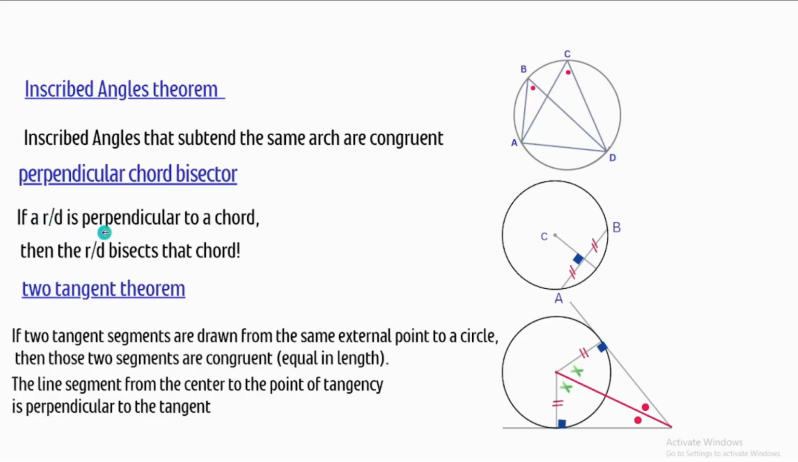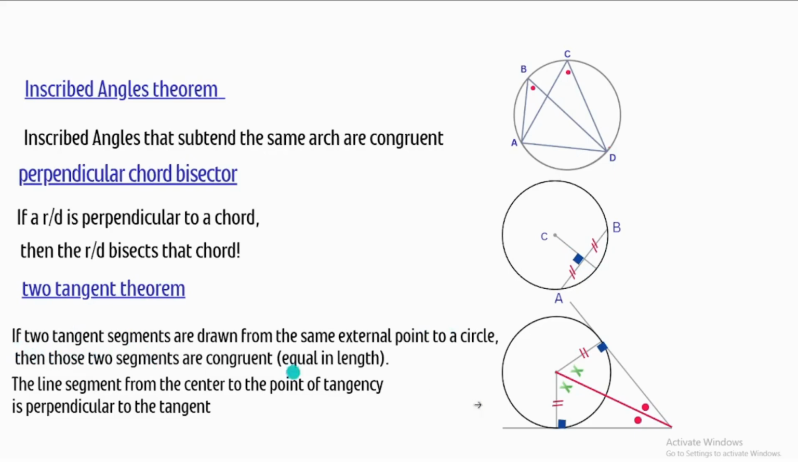If a radius is perpendicular to a chord, this is the radius, it's perpendicular to the chord. This is a chord. What is the chord? It's a straight line from one point on the circumference to another. And this is the radius. If the radius is perpendicular to the chord, it bisects the chord. And vice versa, if it bisects the chord, it will be perpendicular.